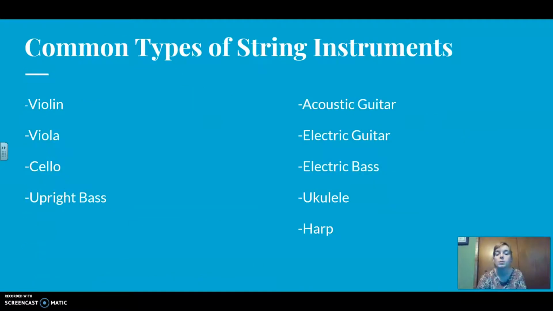Some common types of string instruments that you've probably heard of are violin, viola, cello, upright bass, or a double bass is another name for it, acoustic guitar, electric guitar, and the electric bass, ukulele, and harp.